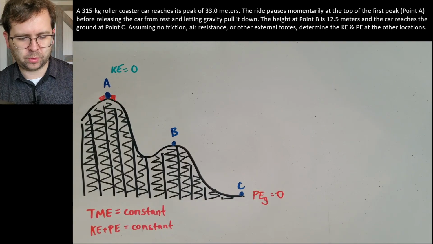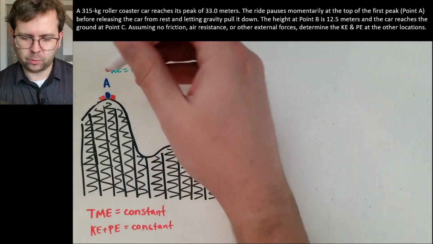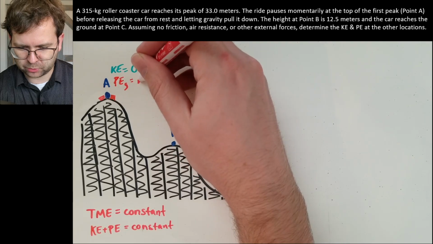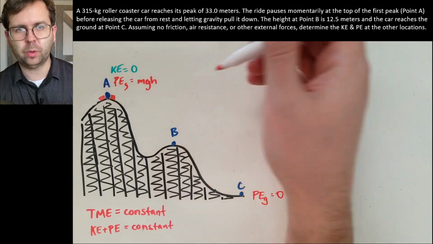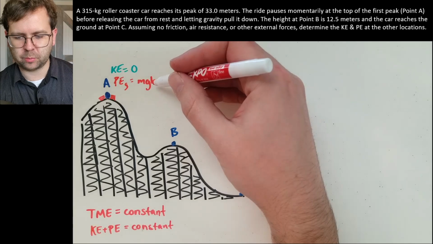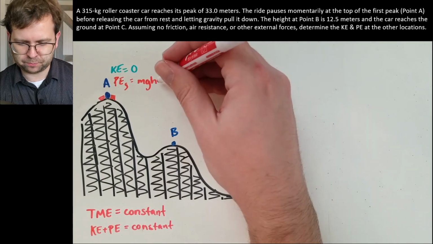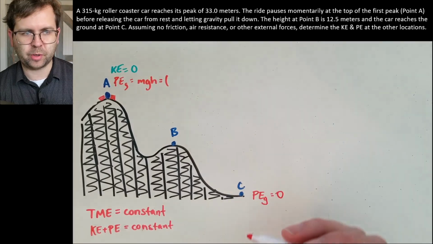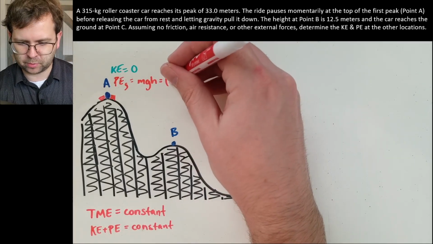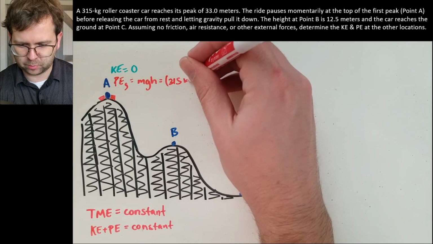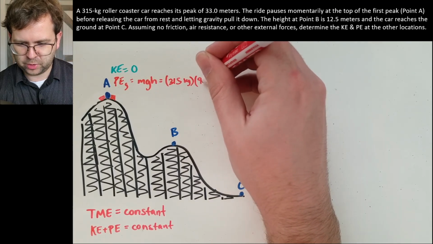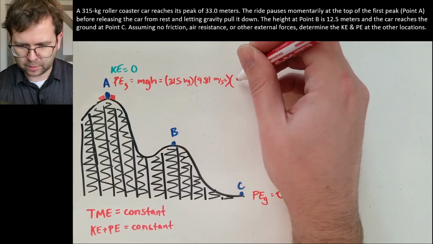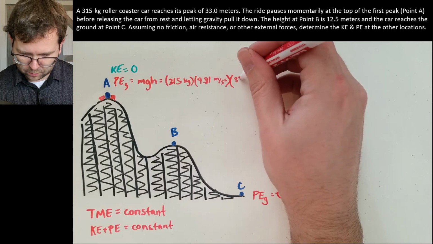So let's start with point A at the top here. We want to find the gravitational potential energy of this car, and that's equal to mgh, mass times 9.81 times the height. We already know all the information from the problem. It says the mass is 315 kilograms. For g, we're going to use 9.81 meters per second squared. And the height was 33.0 meters.